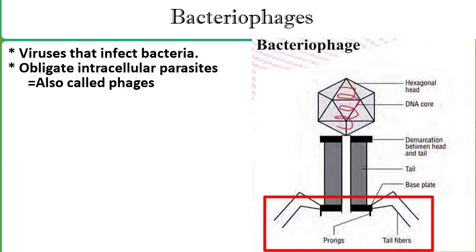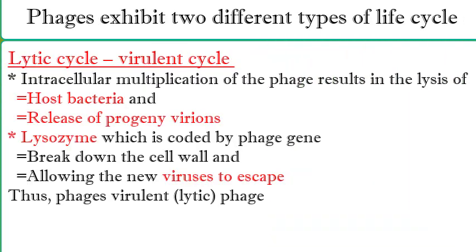This is the base plate, prongs or pin, and tail fibers that attach the phage to specific receptor sites on the cell wall of a specific susceptible host bacteria. Phages or viruses exhibit two different types of life cycle, that is, lytic cycle and lysogenic cycle. The first one is the lytic cycle, sometimes called the virulent cycle.